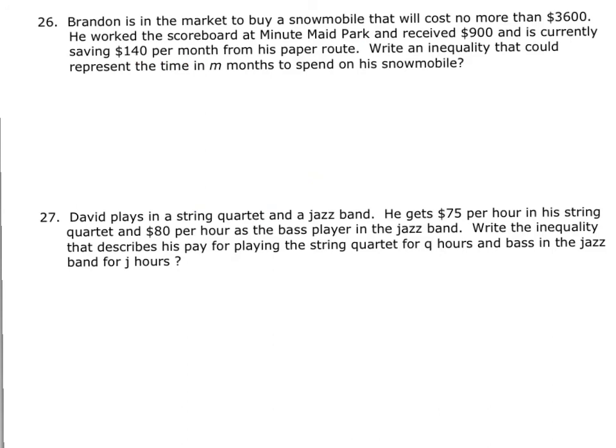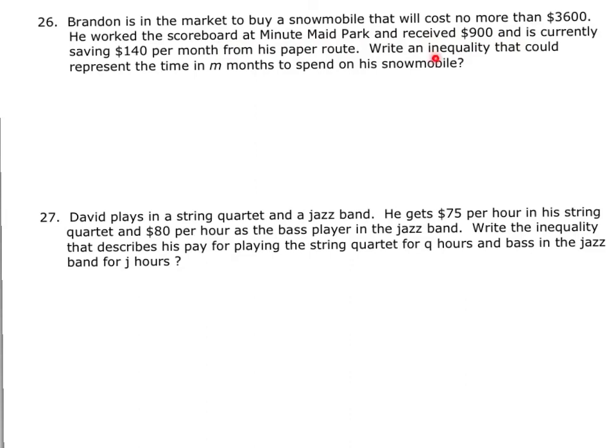Okay, so he wants to buy a snowmobile that will cost no more than $3,600. And that's telling me right there that this is going to be an inequality. So he could spend less than that on a snowmobile, or he could spend exactly $3,600 on it. That's the most he wants to pay, so no more than that. He made $900 working at Minute Maid Park, and he also saves $140 per month on his paper route.